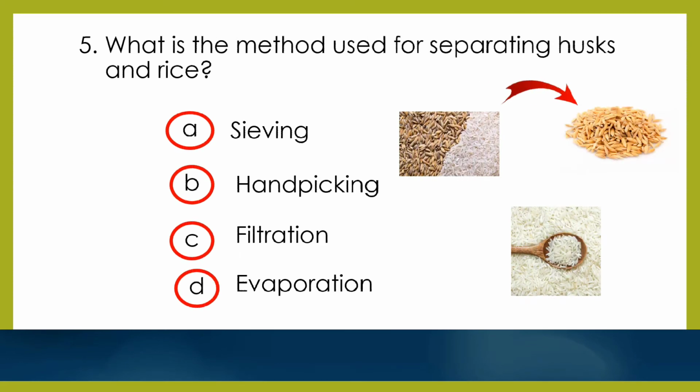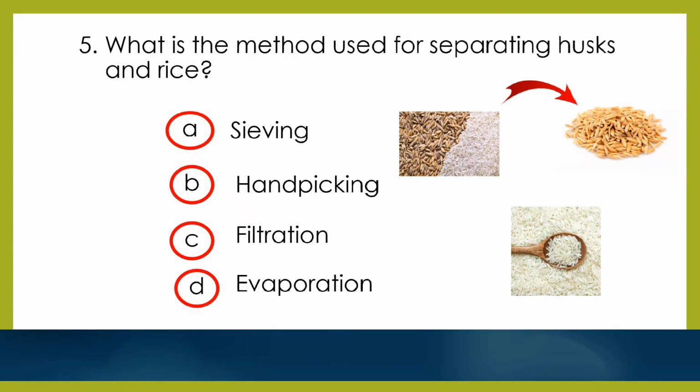We have number 5. What is the method used for separating the husk and the rice? This is very obvious and very common, that we do. We don't need any materials to use. So what is the best method in separating the husk and the rice?